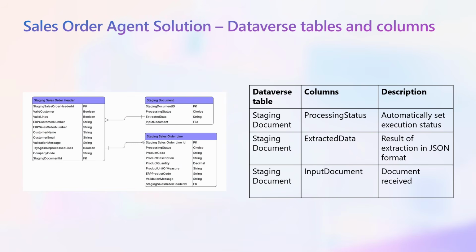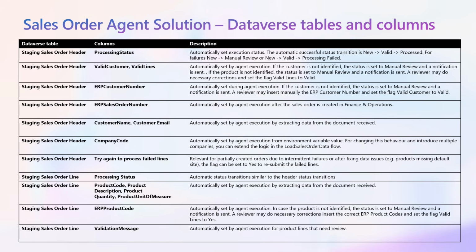Now we'll look in more detail at the 3 Dataverse core tables which support the execution of the sales order agent. Starting with staging document, it stores the attachment and the parsed data in JSON format, with key columns extracted data and input document. Staging sales order header stores the customer, the company, and other header level details.